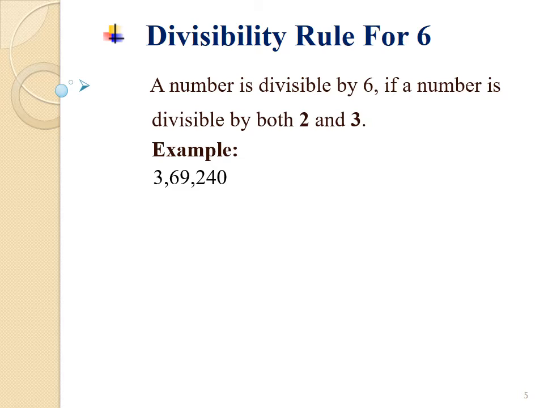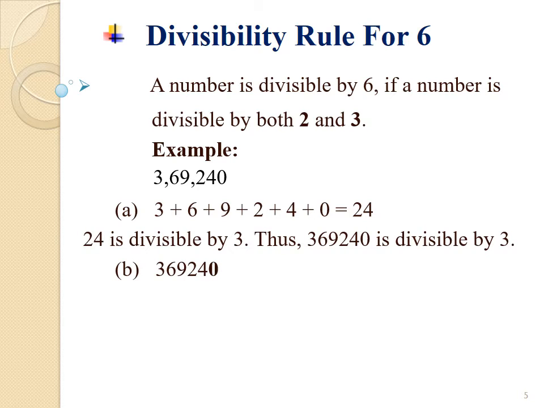Students, we came to know that in order to check whether a given number is divisible by 3 or not, we have to find the sum of its digits. So, let's find out the sum of the digits by adding all the digits like 3, 6, 9, 2, 4 and 0. Thus adding 3, 6, 9, 2, 4 and 0, we get the sum 24. 24 is divisible by 3. So, this number is divisible by 3.